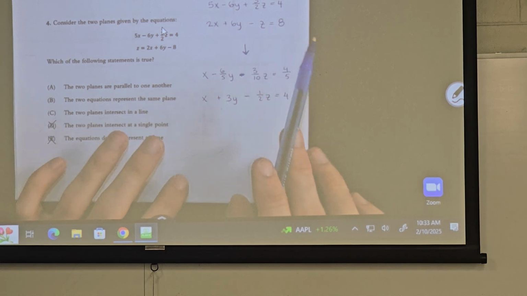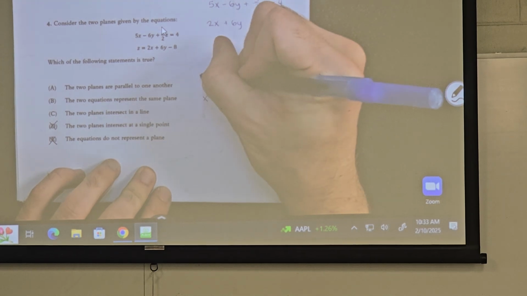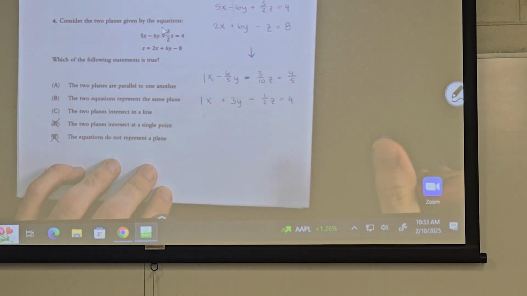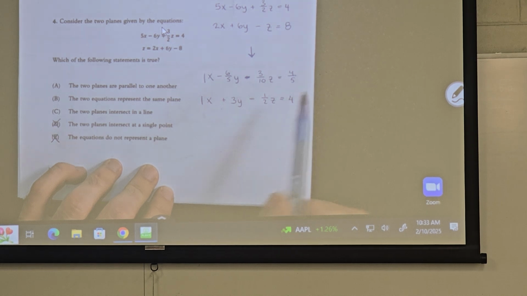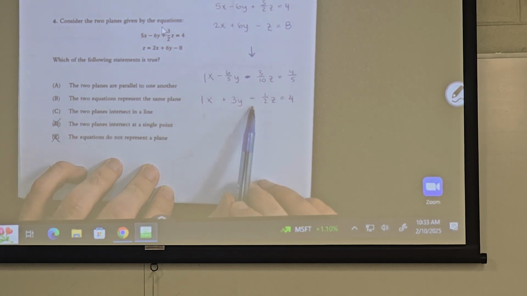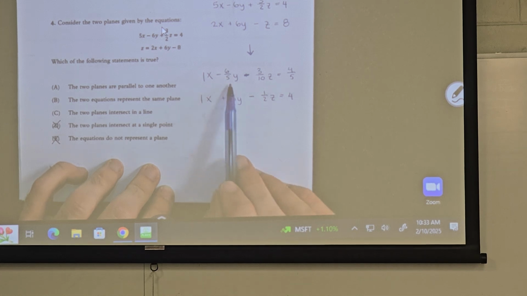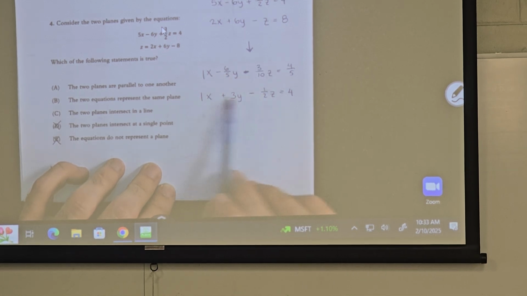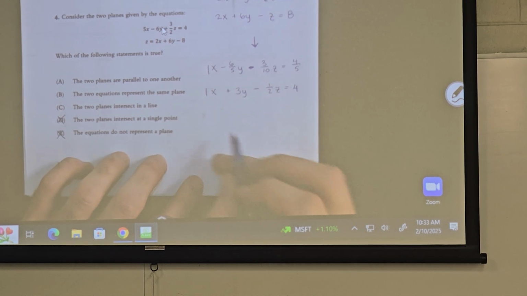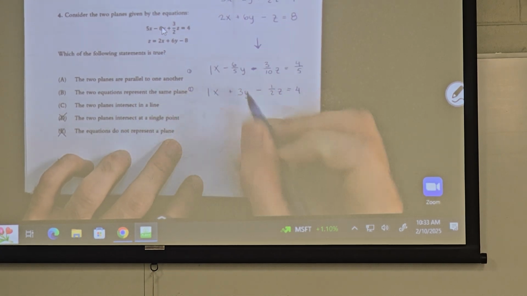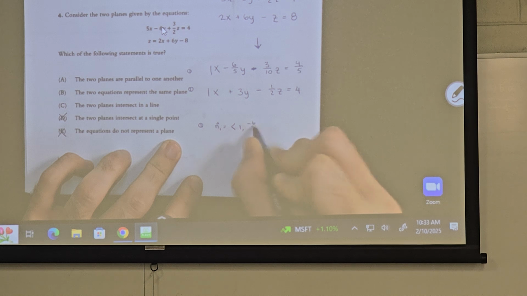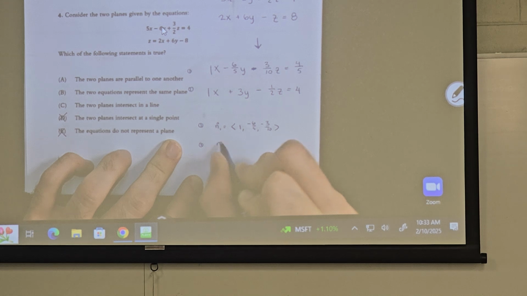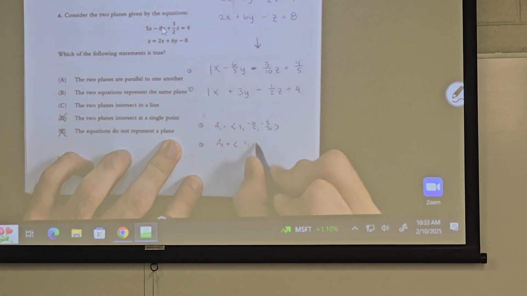Just to make them look the same, I'm going to get a coefficient of 1 for the X. Divide everything by 5. 15 and 2. Divide everything by 2. And right off the bat, no. I do not have the same normal vector. You could be super explicit here and say the normal vector for 1 is 1, negative 6/5, negative 3/10. And the normal vector down here is 1, 3, negative 1.